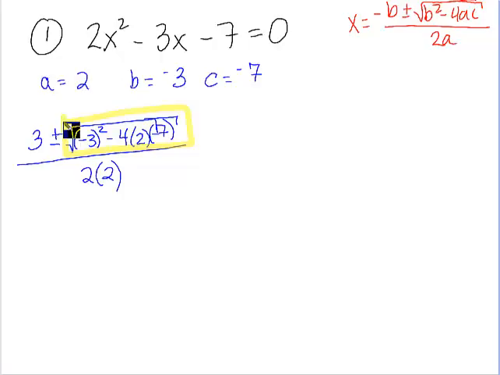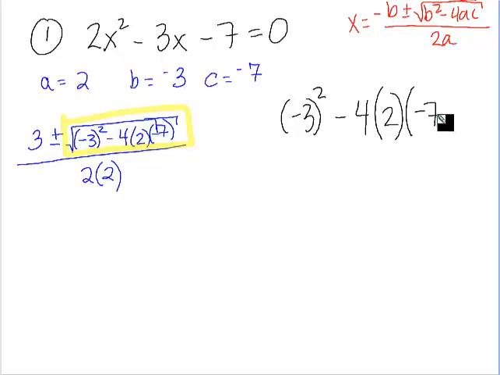Okay? So in your calculators, your first step is just to do what's underneath the square root. In this case, your first step should look like this: negative 3 squared minus 4, and then parentheses 2, and then parentheses negative 7. We want to figure out just what that number gives us. Okay, so let's simplify that. Make sure it's negative 3 squared.